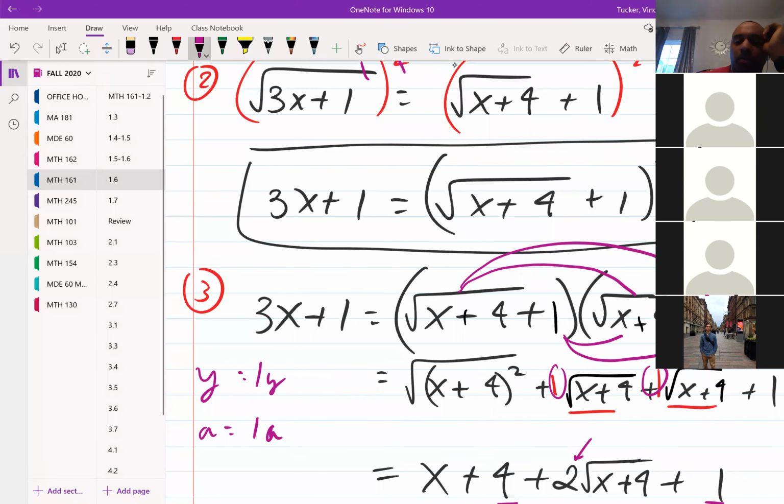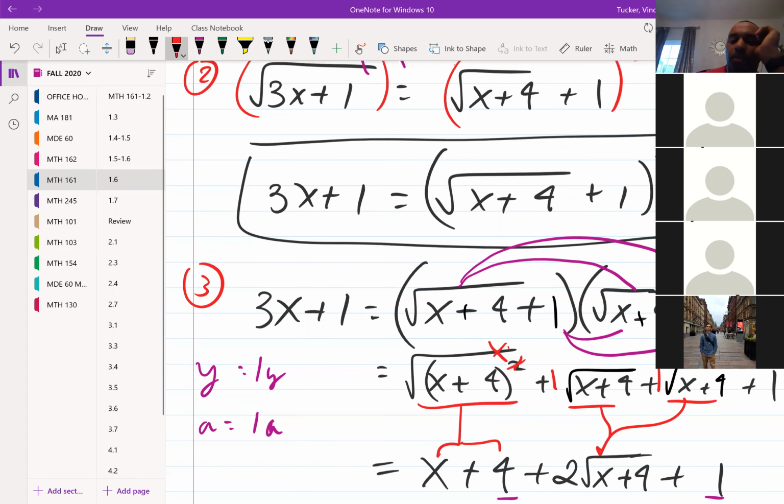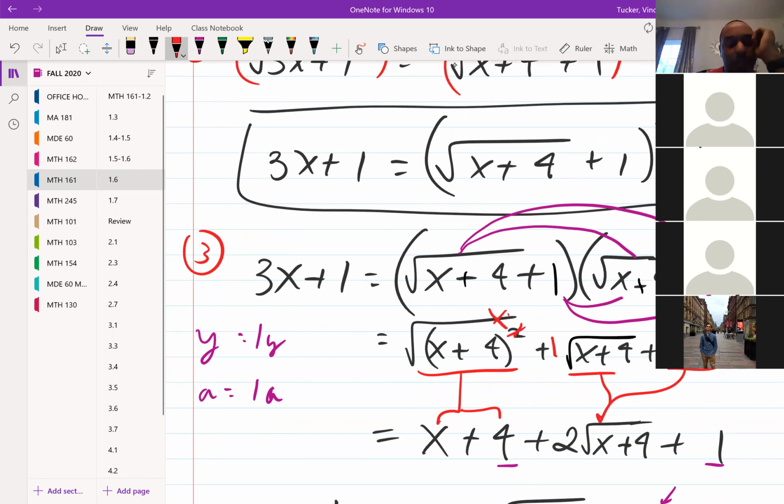So let's do this. They come together and give you this. This simplifies to just give you these two terms because the square and the square root will cancel. That square and square root cancel and give you x plus 4. The two expressions in the middle add together to give you 2 square root of x plus 4. And you still have that 1 in the back.